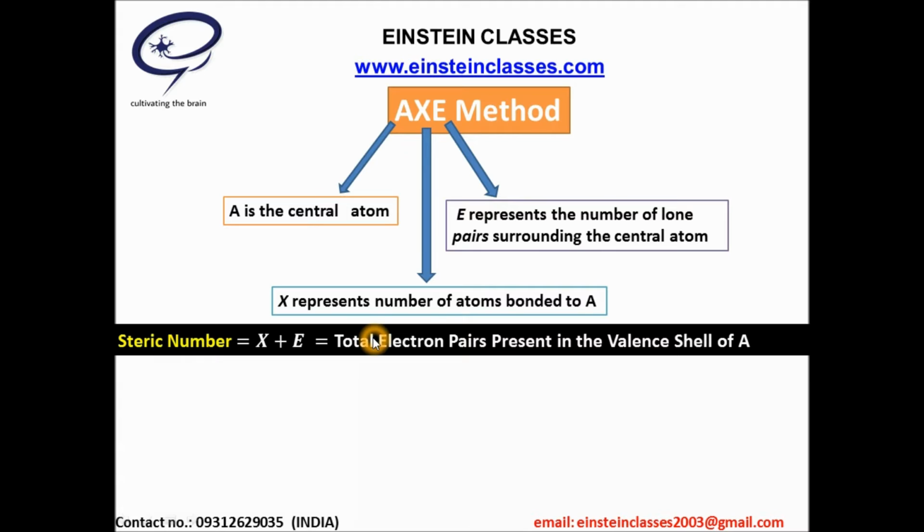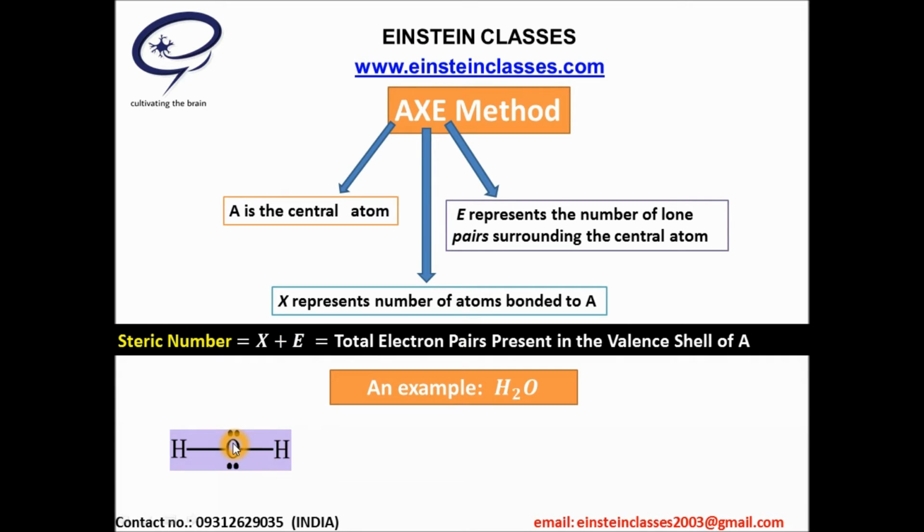Now if we calculate the total electron pairs present in the valence shell of the central atom, which we are representing as A, then this number is known as the steric number. The steric number is the total number of atoms bonded to the central atom plus the total number of lone pairs. If there is no lone pair around the central atom, then E is considered as 0.